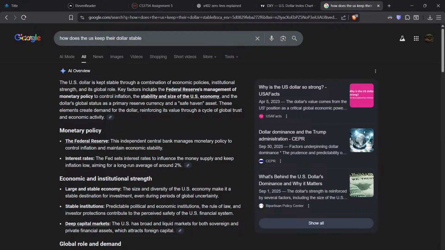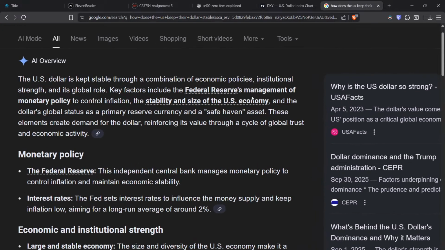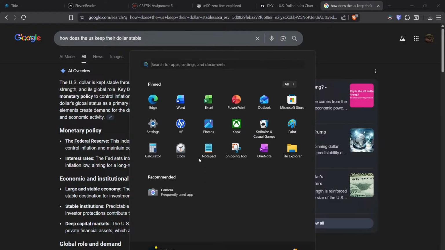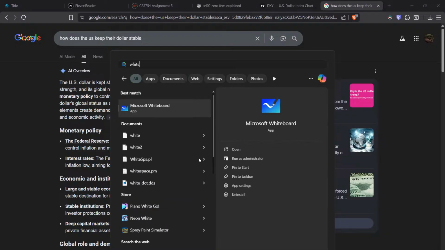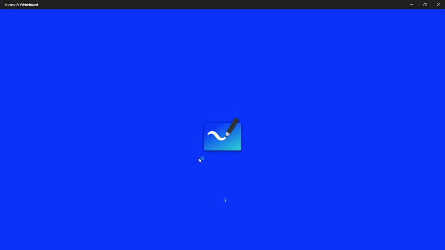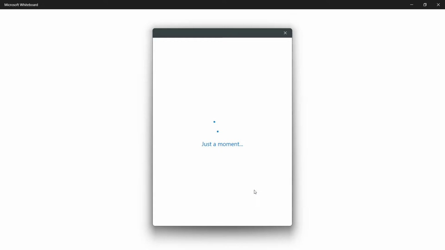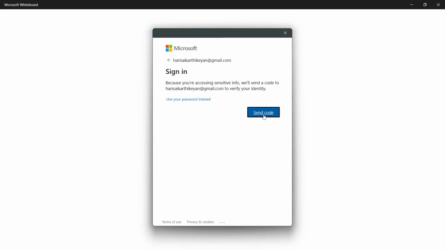Now, coming back to this, the Fed manages monetary policy to control inflation, the stability and size of the US economy, and the dollar's global status as the primary reserve currency and safe haven asset. So when there's demand for the dollar, it can reinforce its value through its cycle of global trust. Before all this, let's think about what's the point of money. I'm explaining this so that I can understand it myself, because I have fragmented thoughts of how these things work, but I'm not 100% sure I understand it fully. So I just want to explain it in words to see if I do.